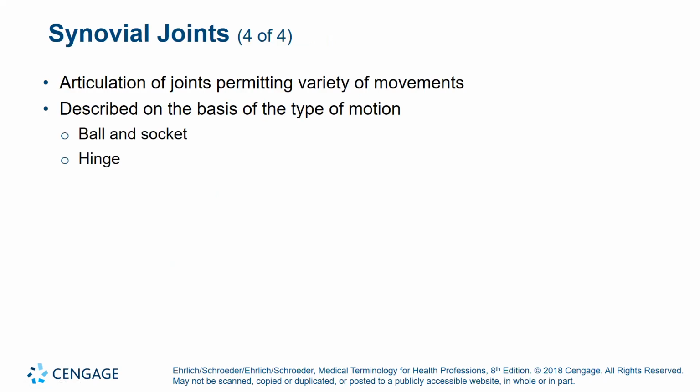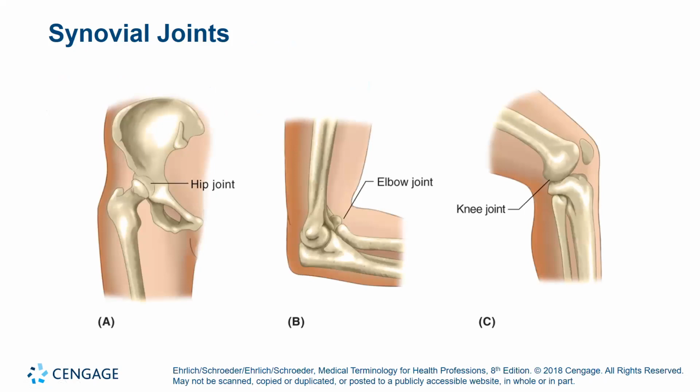Next, we have the synovial joints. This is just the articulation of joints permitting a variety of movements. They are described on the basis of the type of motion, and what falls under that would be the ball and socket, and then the hinge joint. Ball and socket, such as hips and shoulders, and the hinge joints would be knees and elbows. And you can see here the synovial joints. Here's your hip joint, the elbow joint, and then the knee joint.